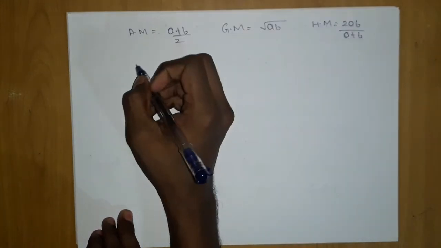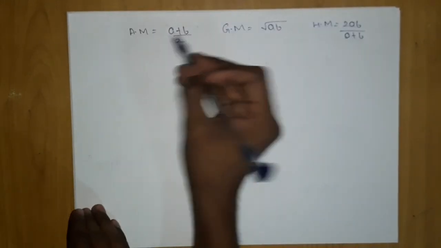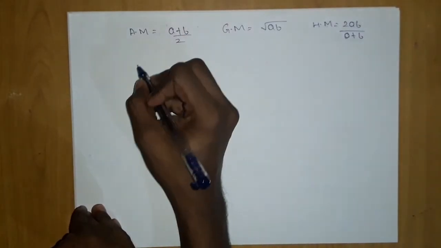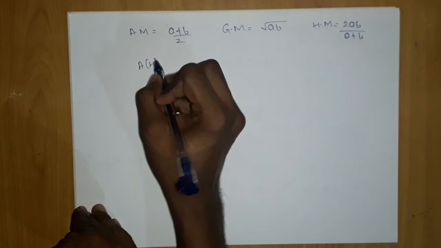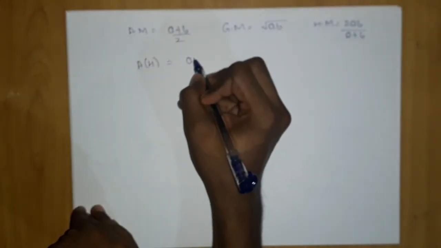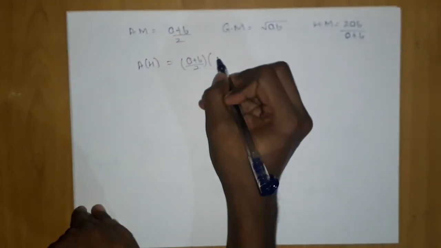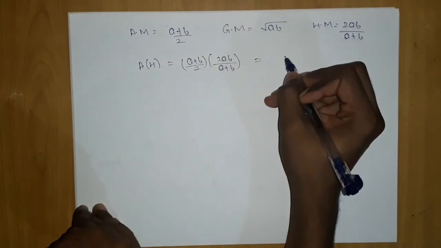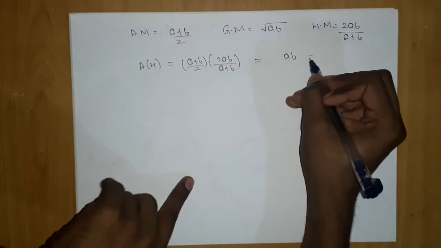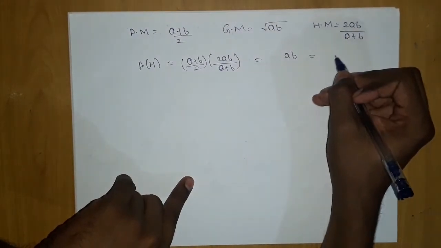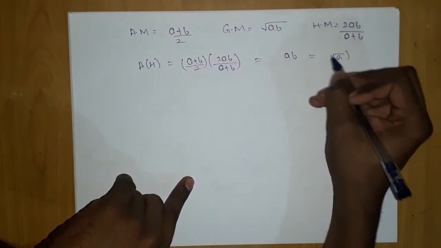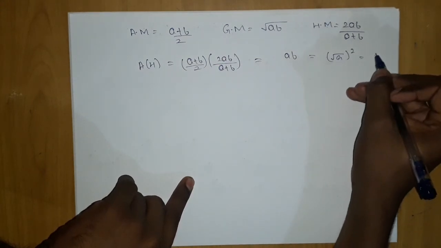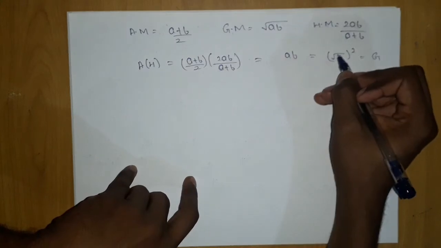Now if we multiply these two, they will cancel out. Let me call it A into H. Then what we have is A plus B by 2 into 2AB by A plus B. These two will cancel out, which will give me AB. Now you can write it as under root G, the whole square, which is nothing but G.